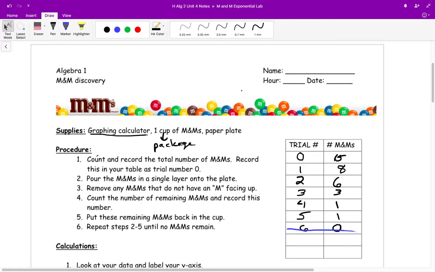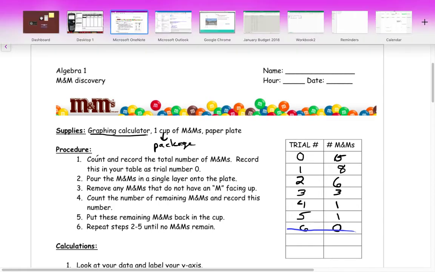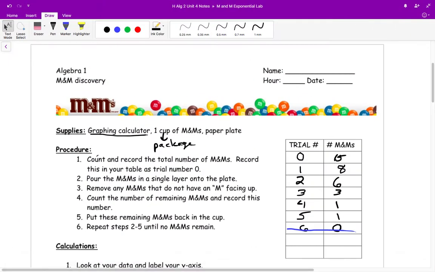Alright guys, welcome back. This is the second video that will take you through this M&M Discovery Lab. This is going to focus on graphing calculator stuff and how to use the graphing calculator to help you out. So, what we need to do today, as you notice, you've got your M&M Discovery Lab.